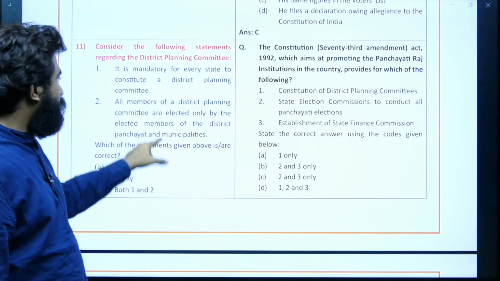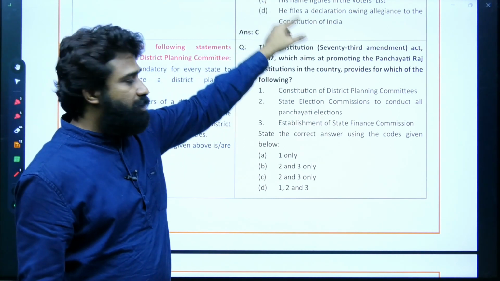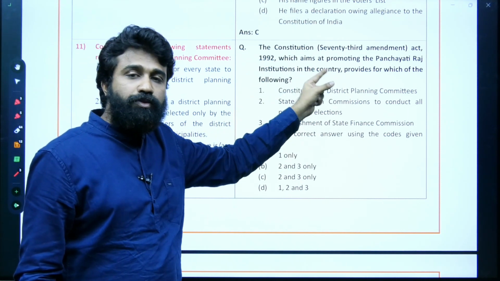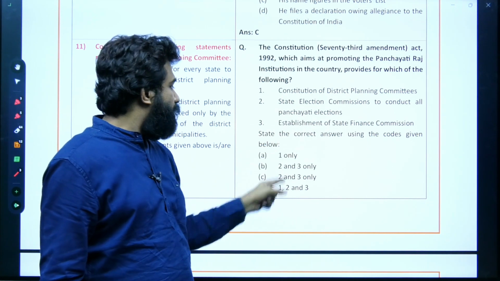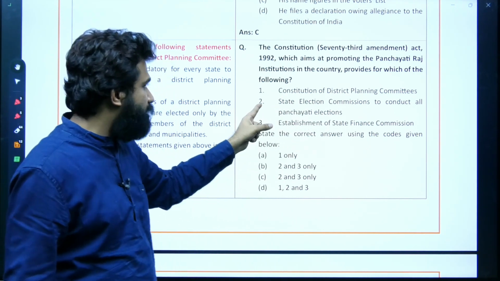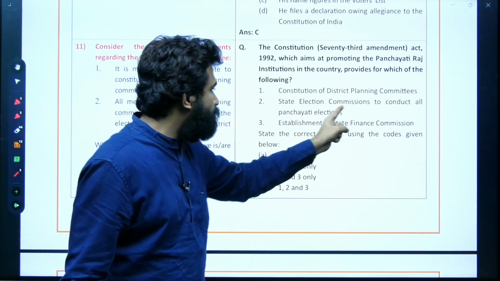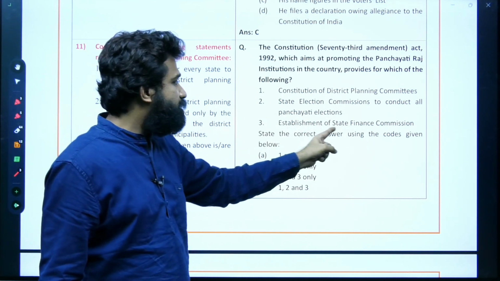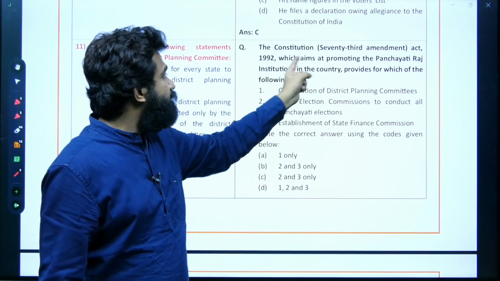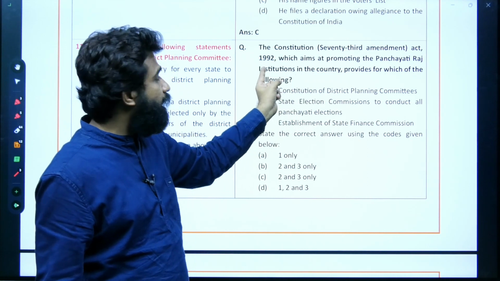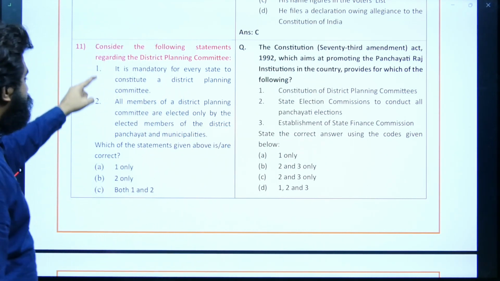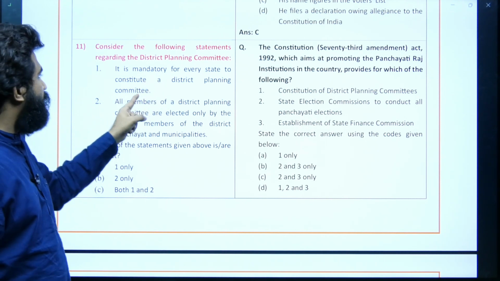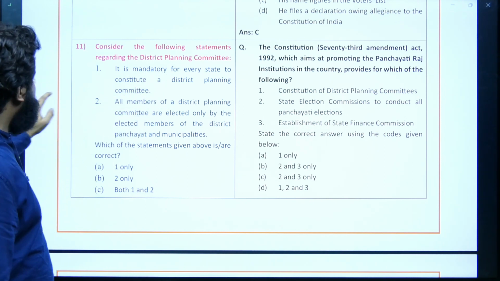There were many questions asked regarding the bodies associated with the panchayat local bodies. So, various bodies formed, but this is the constitution of the district planning committee, the state election commission to conduct all panchayat elections, and the establishment of the state finance commission under the 73rd Act of 1992 regarding panchayat raj institutions. So, these are the questions with respect to the body of panchayat raj, that is the district planning committee.